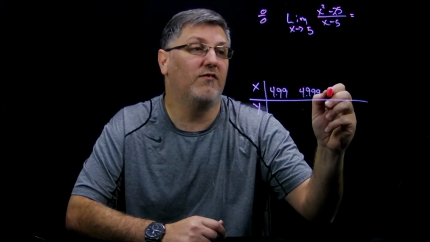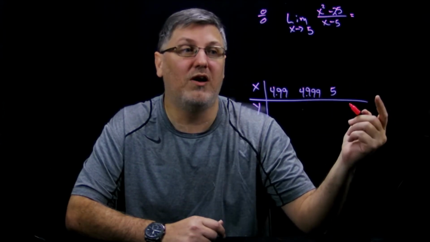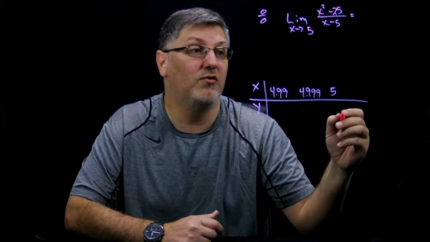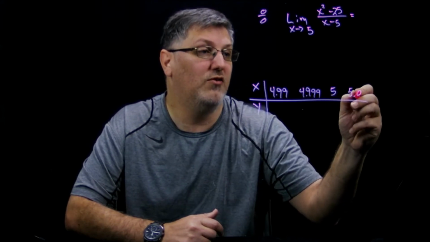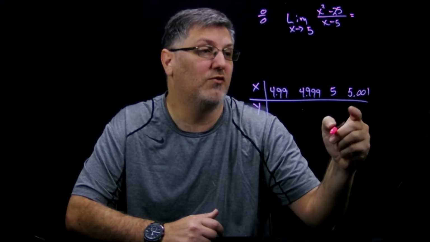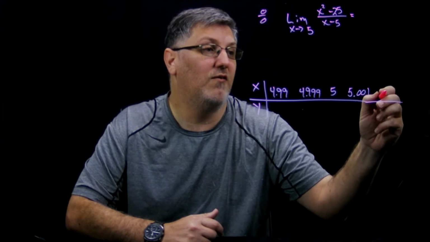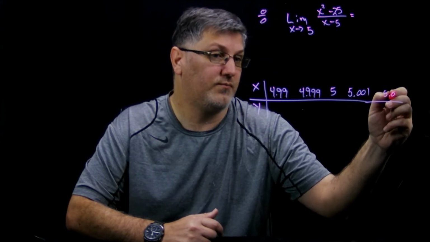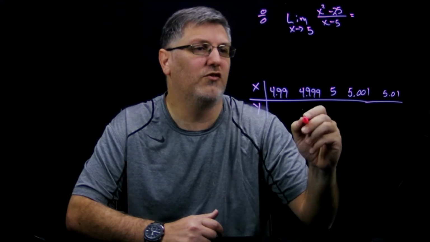And then I've got 5, and now I want to pick a number to the right, a number slightly larger than 5, but pretty close to it. So 5.001, notice I use 3 decimals and 3 decimals. And then 5.01, 2 decimals, 2 decimals.